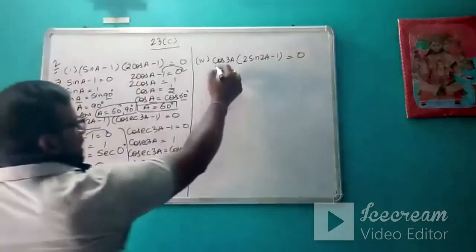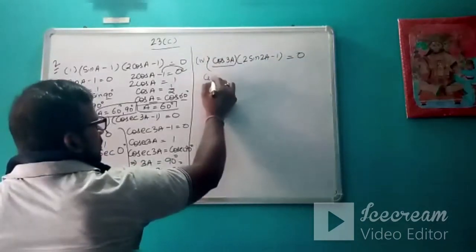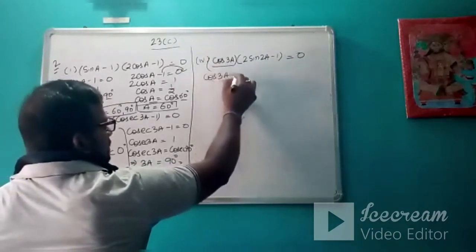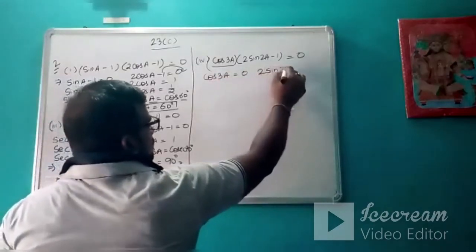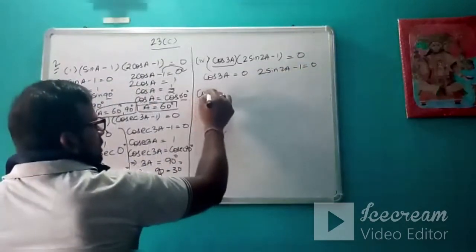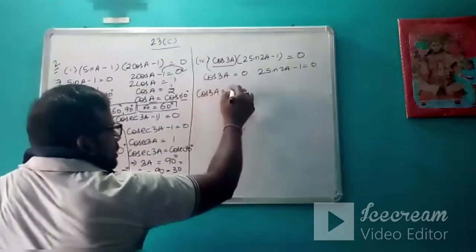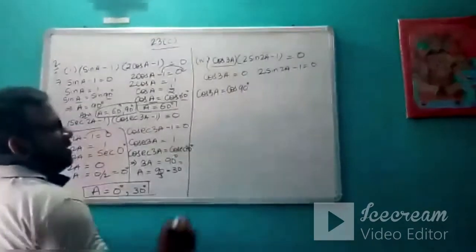Suppose a question is given like this. What we will do is write it again like this: cos 3A is equal to 0 and 2 sin 2A minus 1 is equal to 0. So this you can easily solve now. When is cos 0? When the angle is 90 degrees.